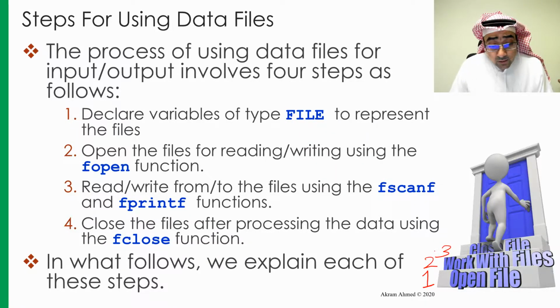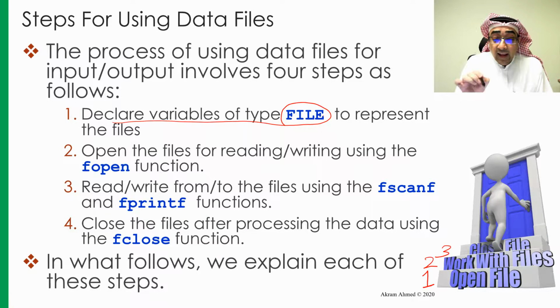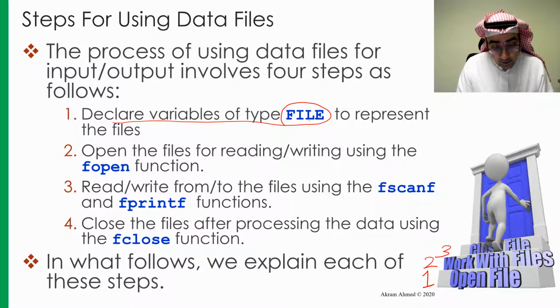Now, declaring the variable of the data file is the first step. To open a file, what we do is we declare a variable of type FILE. This is a special variable type. It's called capital F, capital I, capital L, capital E, FILE. This is a variable that you have to declare, just like the int, the double, the char. This is a variable type. You're going to say FILE and then put the name that you want to give it. So you have to declare this variable first.